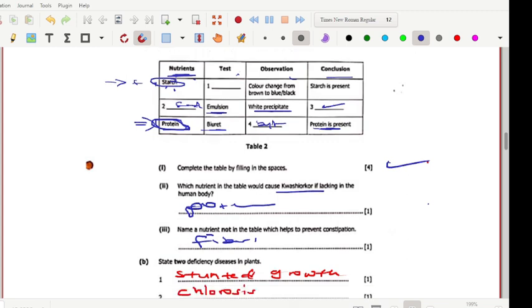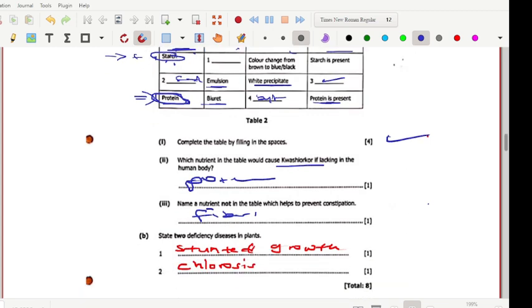Then the other question they are saying is, state 2 deficiency diseases in plants. So like animals, plants also have what? Diseases. For instance, if a plant doesn't have enough nutrients for growth, especially the proteins and others, it will be stunted. So that's one of the diseases. Then the other one is what? Chlorosis. So there are many more. You can search more. Just like human beings also encounter such, plants, when they lack such things, also undergo such things. So hopefully this has made sense to you.